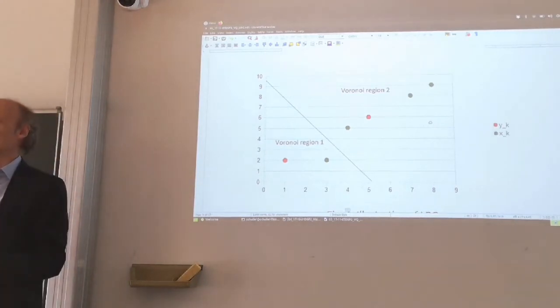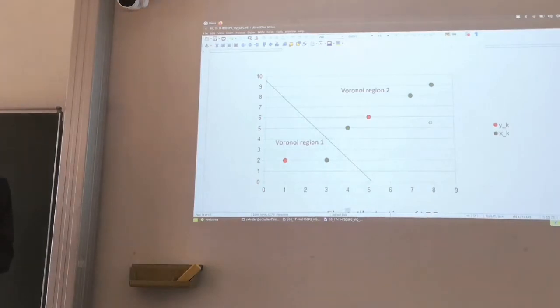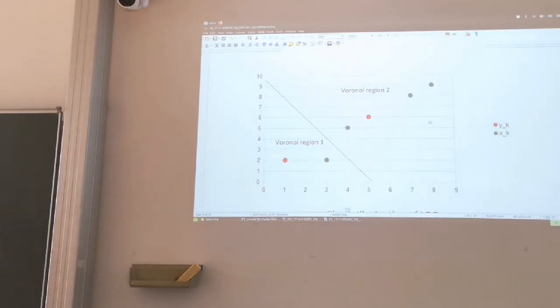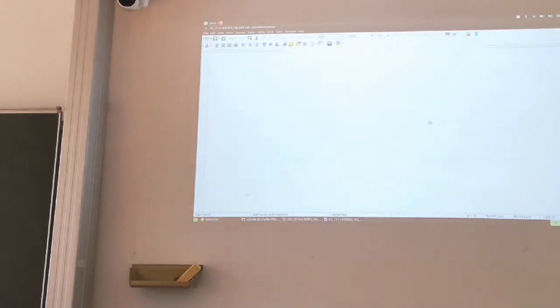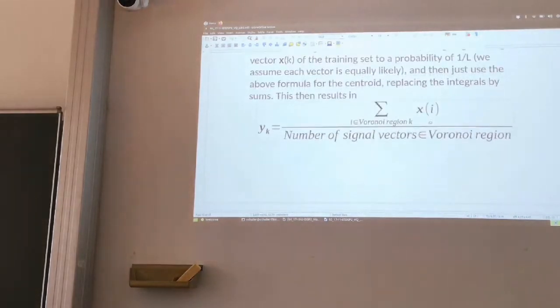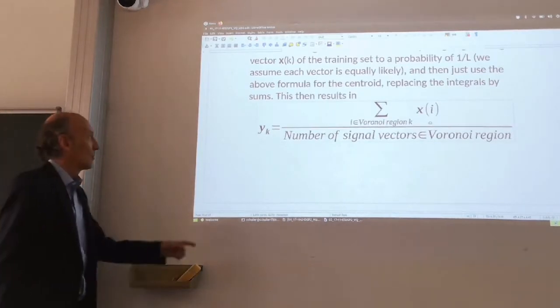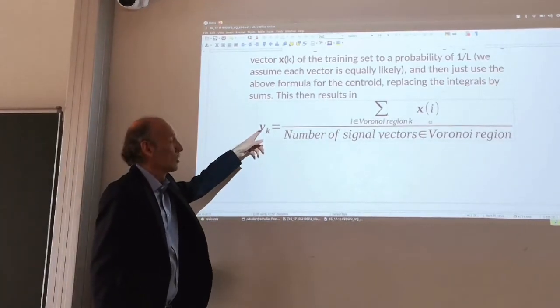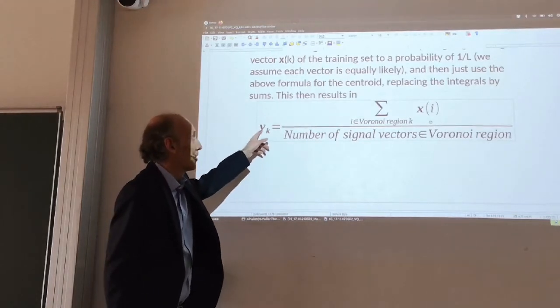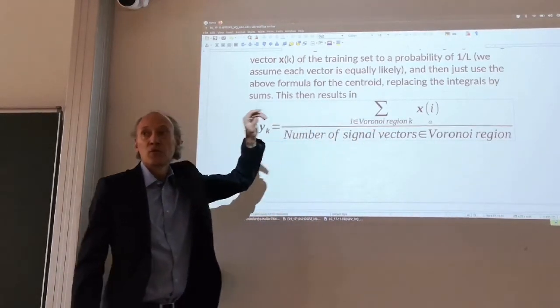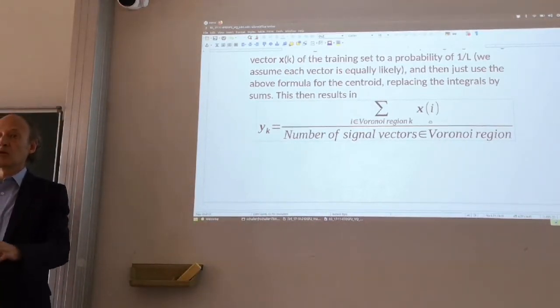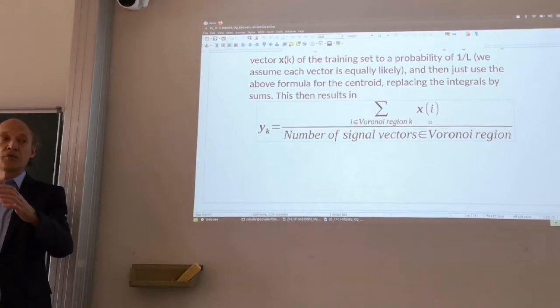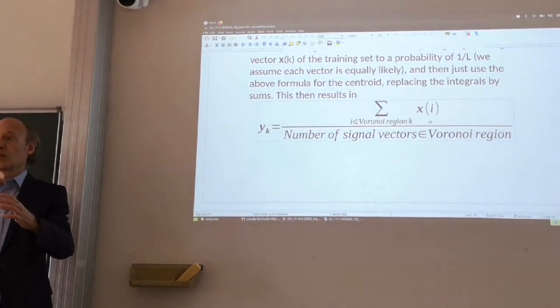Any idea? Remember the rule for updating the code vectors? We'll go back to this rule. So the new code vector is basically the average of the signal vectors falling in its Voronoi region. So we need to take all signal vectors which fall into this Voronoi region and compute the average.